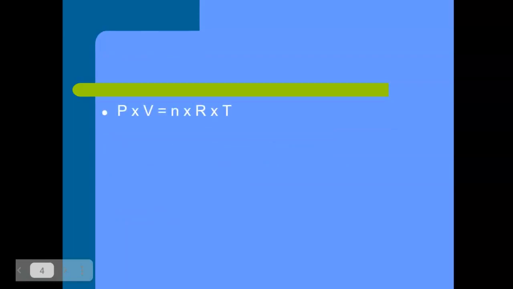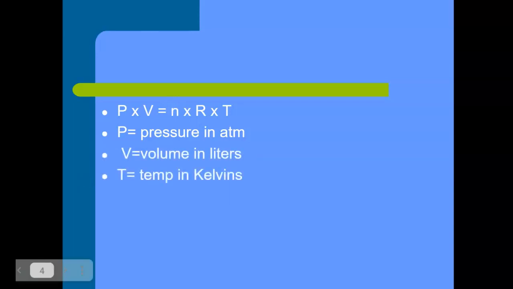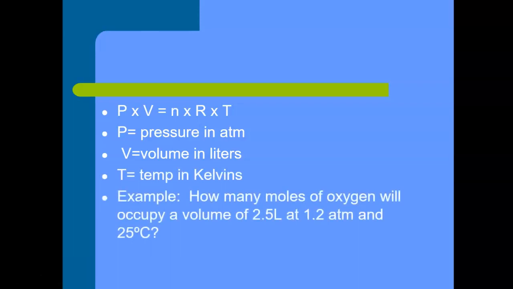So pressure times volume is equal to moles times gas constant times T. Pressure must be in atmospheres. Volume must be in liters. Temperature must be in Kelvin. And so let's take a look at an example here.